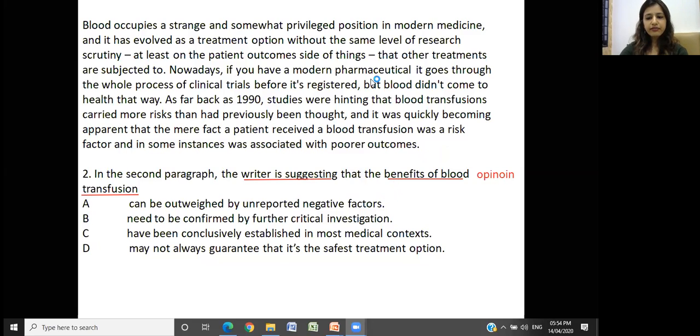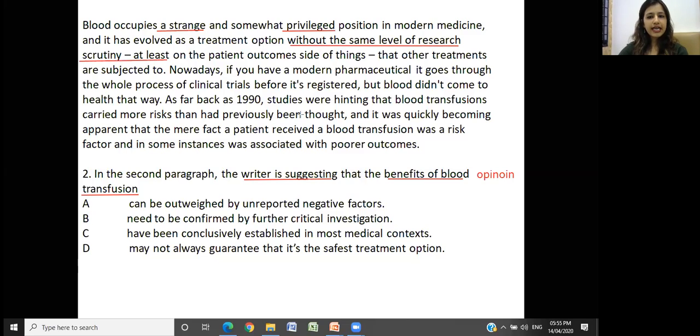Yeah, so this is definitely not in favor. Do you all agree with me that this is definitely not in favor of blood transfusion? Because if you see the adjectives, strange, yeah, then privileged. So privileged, when I say I am privileged, it is positive. But when I say, oh, he's a privileged one, then I have kind of negative connotation towards it, right? So the meaning of it may also change depending on where they are used. So strange and privileged. Then the writer says that it came without the same level of research scrutiny. So this is also negative.